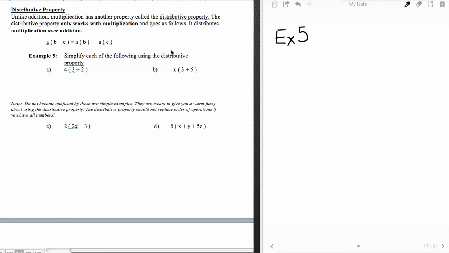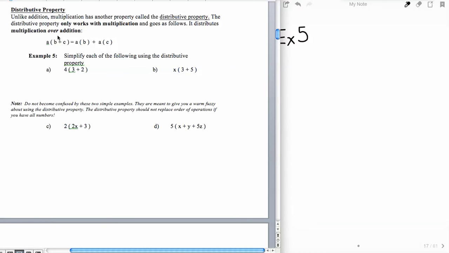All right, our next topic in section 4.1 is the distributive property. The distributive property only works for multiplication. It says that multiplication distributes over addition. And by the way, we can also extend that to subtraction, because remember, subtraction is the addition of an opposite. So A is going to go baroop, baroop, to both B and C.